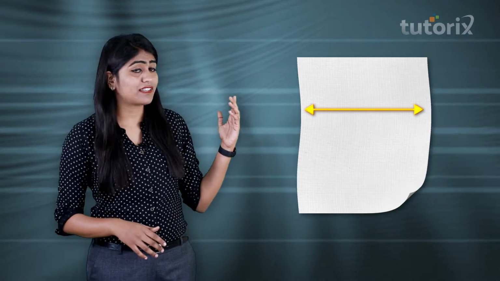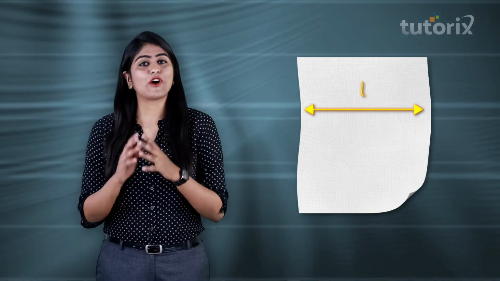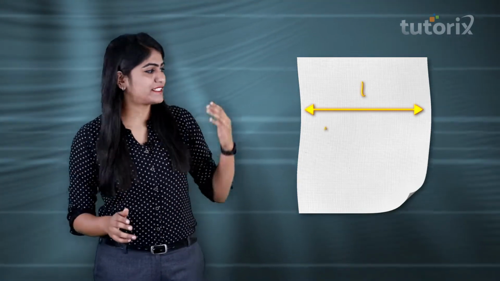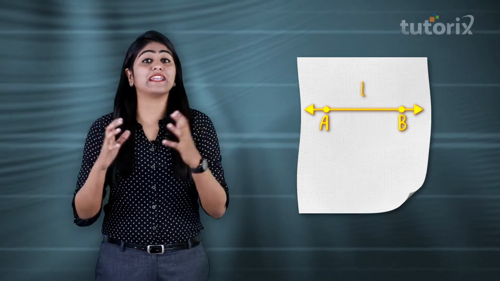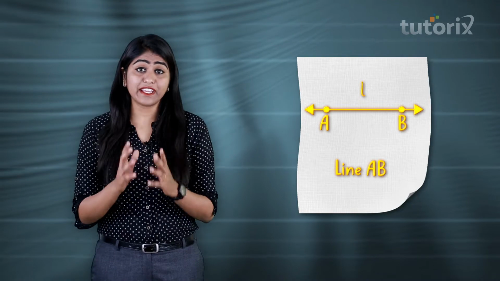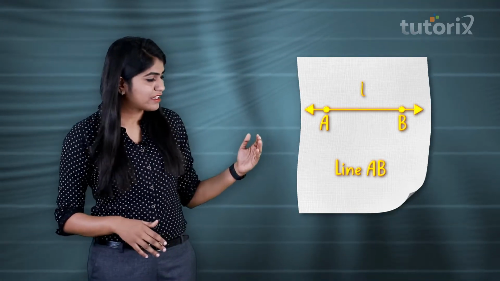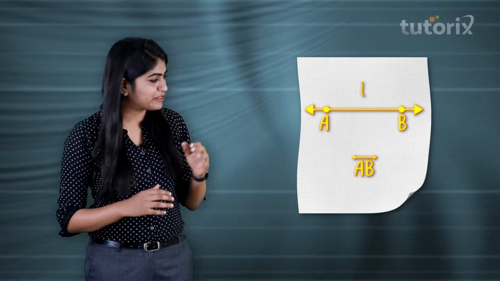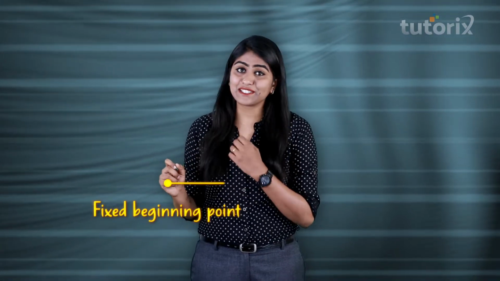Either we can name this line as line L or simply mark 2 points, say A and B, and name this line as line AB. Mathematically, we can represent it as AB with a tiny line on top of it. While a line has neither a beginning nor an end, a ray on the other hand has a beginning. A ray is a line that has one beginning point and then it extends to infinity in the other direction.